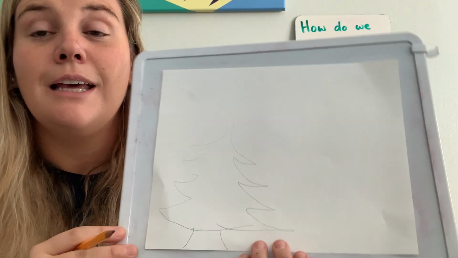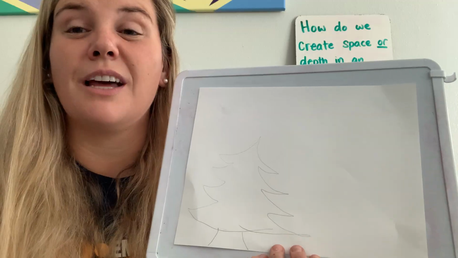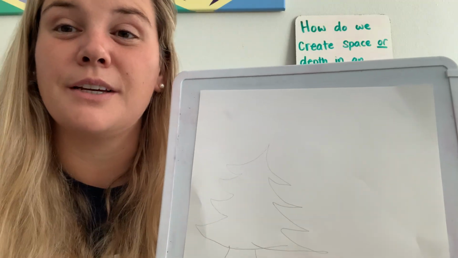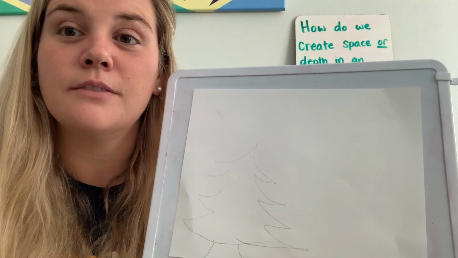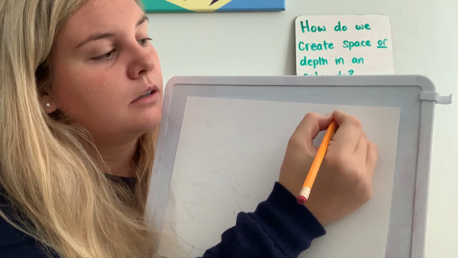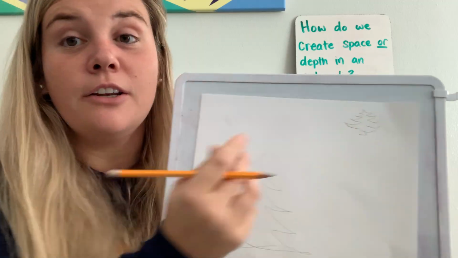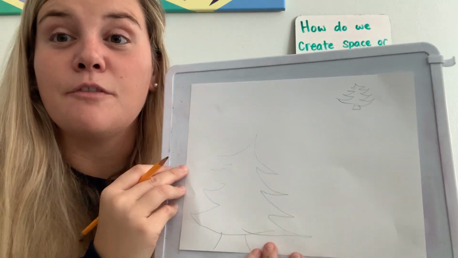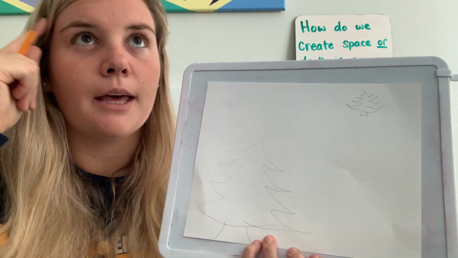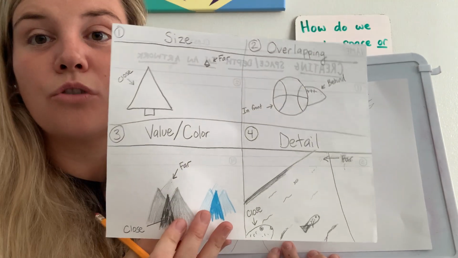Wow, that is very big. Big, big tree. Now in order to show size, I need to draw another tree. I want to draw a tree that looks like it's farther away. Is it going to be bigger or smaller? Smaller. So in the back of my picture, I'm going to draw a smaller tree. So I already know that I've added size and I've practiced size. So I can say, check in my head, I practiced size.